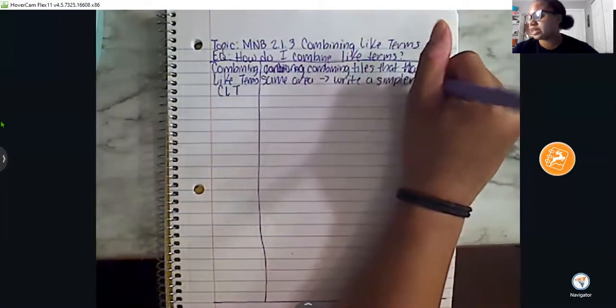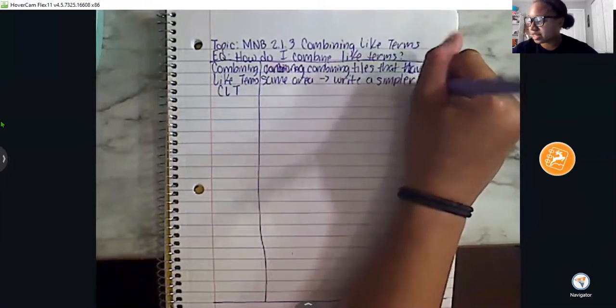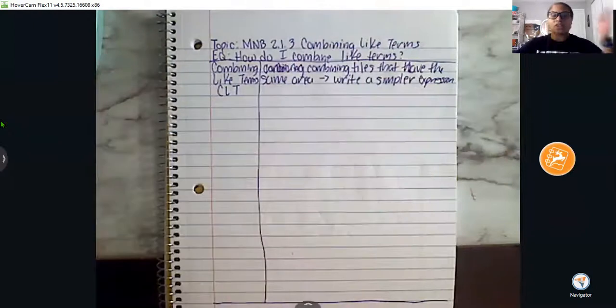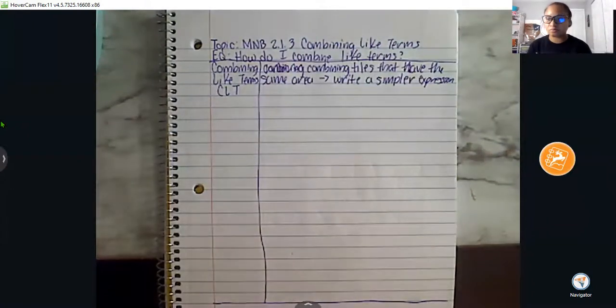So instead of saying x plus x plus x plus x plus x plus x, you would combine all of those x's together and see how many there were. So if there were 5 x's, 5x. There are 8 x's, 8x, and so forth.